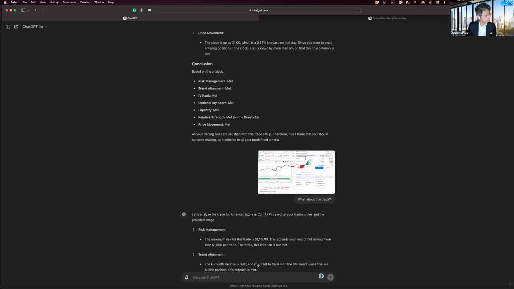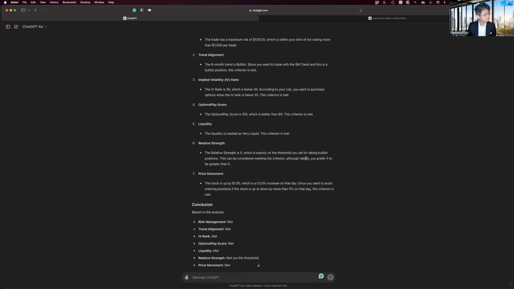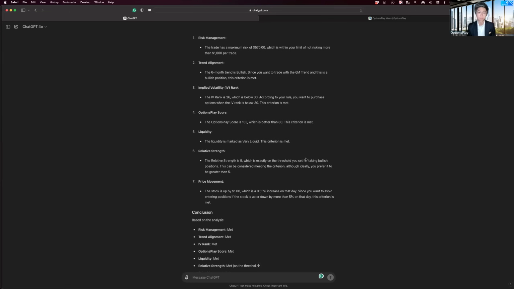And I put 7 rules in here that I think are very similar to what a lot of you might be using for your trading. You might have different variations, you might have different thresholds, but consider using some of these rules, if not all of them, in your own trading.